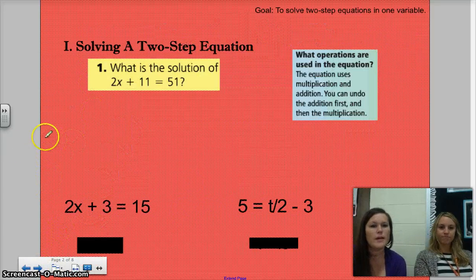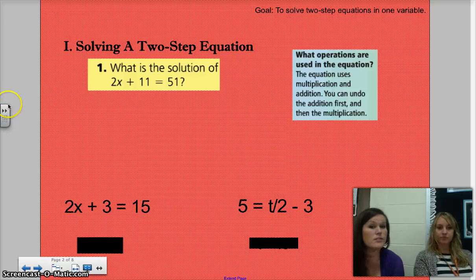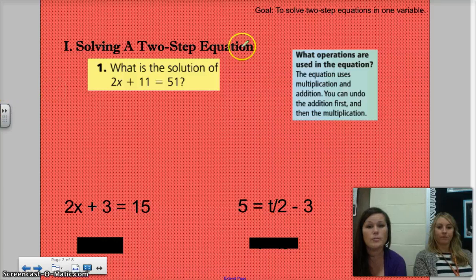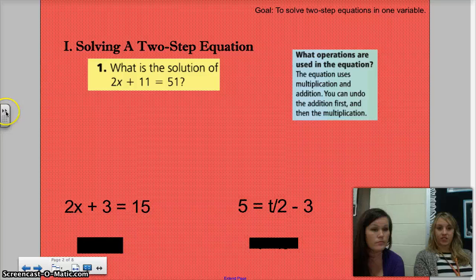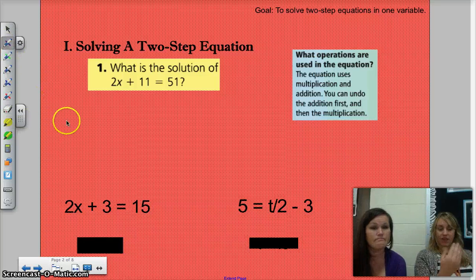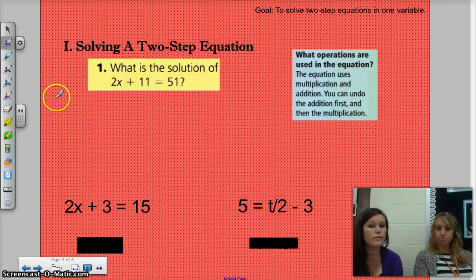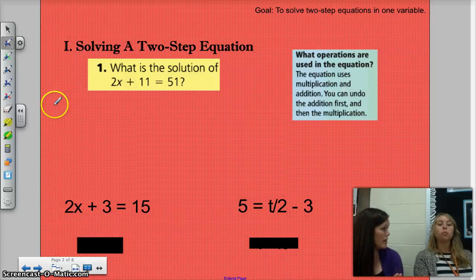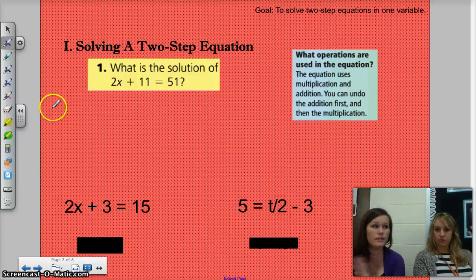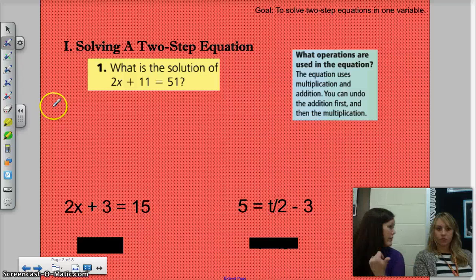All right, so solving a two-step equation. What is the solution of 2x plus 11 equals 51? So what operations are used in this equation? First I see 2 times x, and then a plus 11. So the first thing, and we always want to isolate the variable, right? Correct. So let's first get the x without the 11 there.